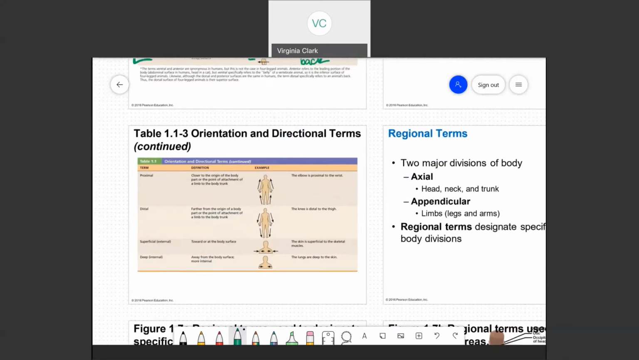These two go together, proximal and distal. So proximal is going to be anything that is near. Distal is going to be anything that's far.